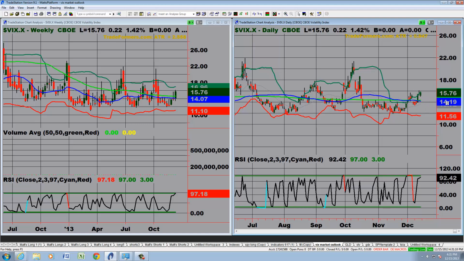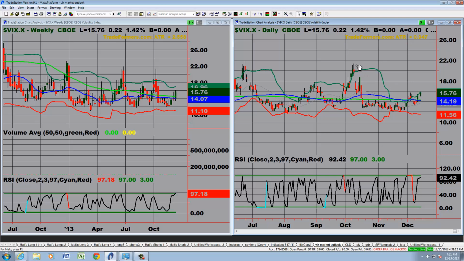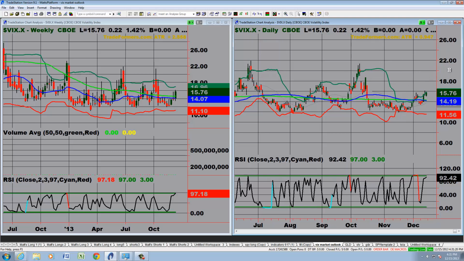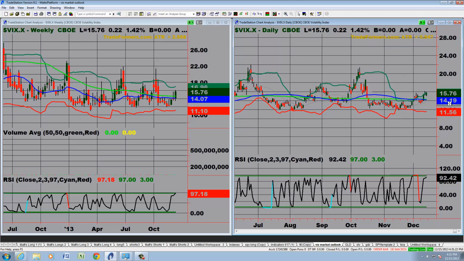Again, if we trade above the 16 level, obviously we're going to be trading outside of the Bollinger Band, but that can persist, and that would not be a good sign for the market. So we definitely have a couple of warnings here.